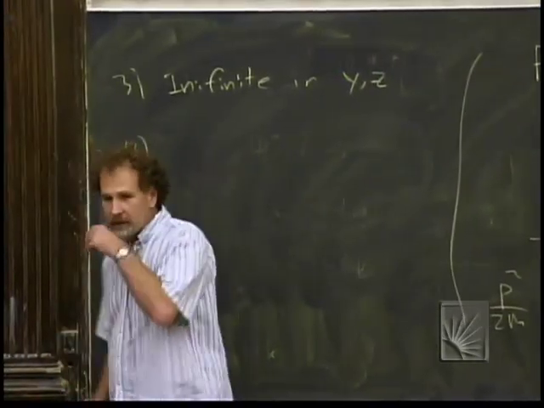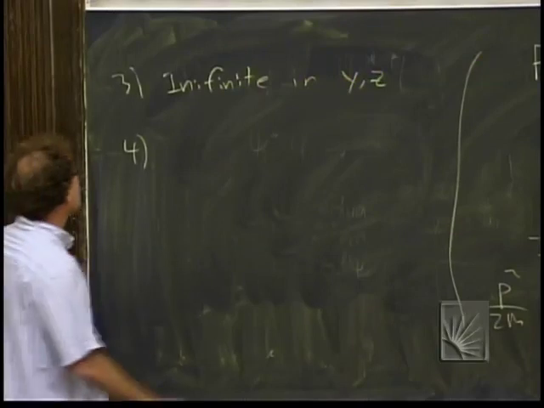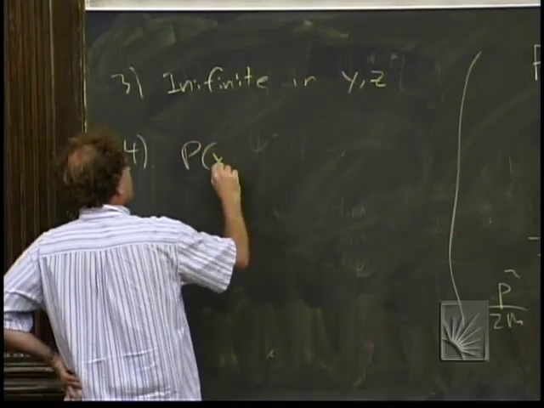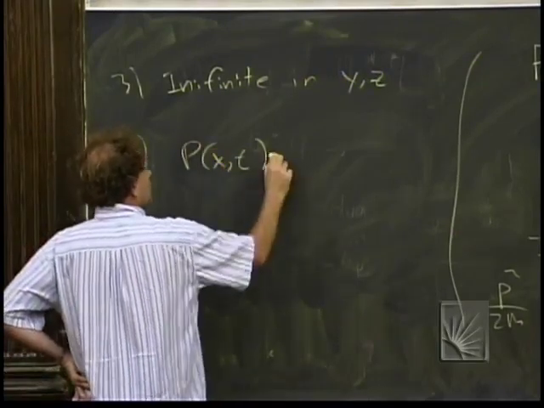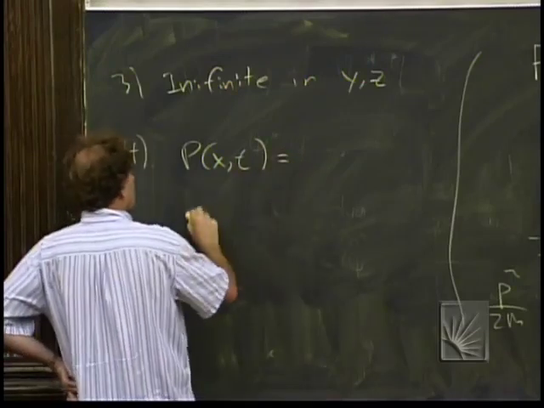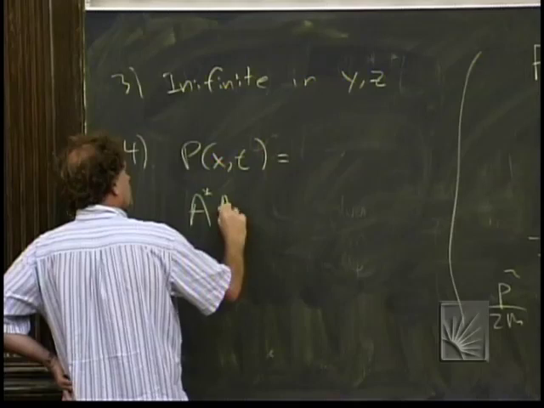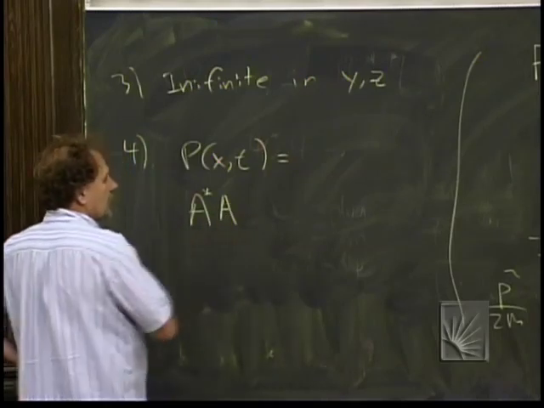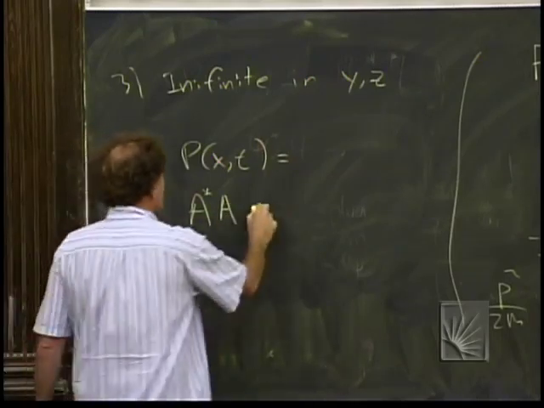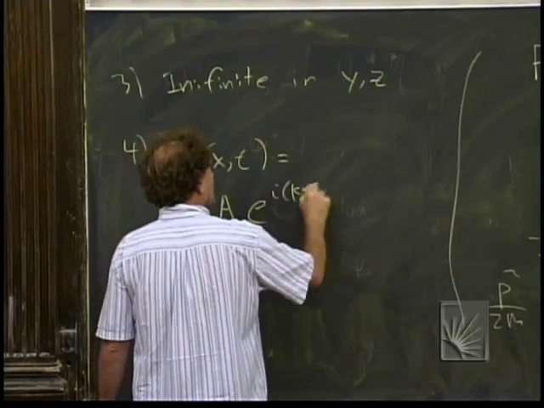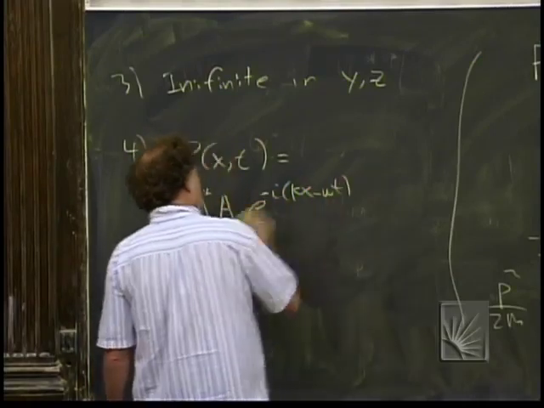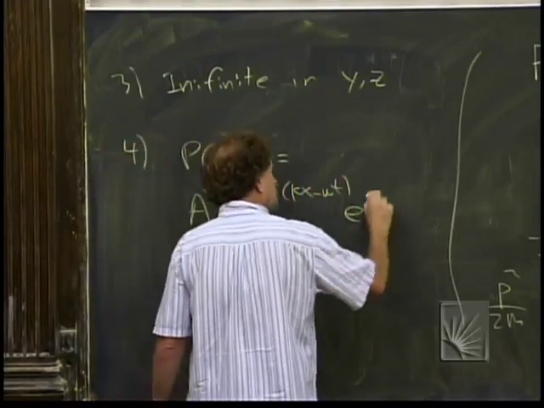And the fourth thing, and this is really kind of a problem: P of x and t, let's calculate it. It's equal to A, which could be complex, times A star times A, I mean. This is embarrassing to write down because it's the minus sign, that's the complex conjugate.